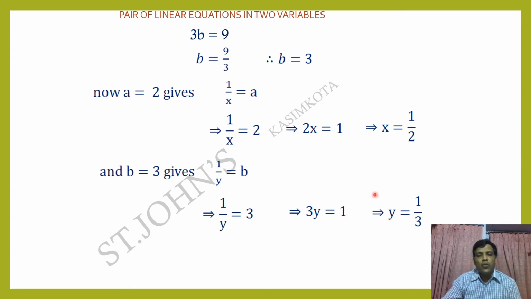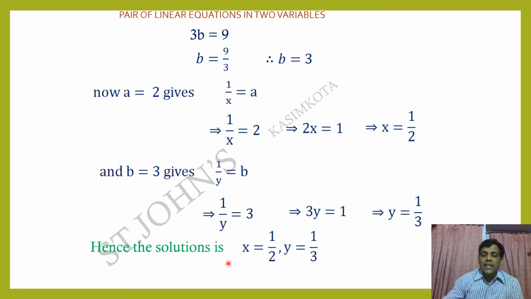Already we got two values: x value 1 by 2 and y value 1 by 3. So these two are the solutions of the given equations. At the conclusion, hence the solution is x equals 1 by 2, y equals 1 by 3. Very clear? Now we are going to another question.